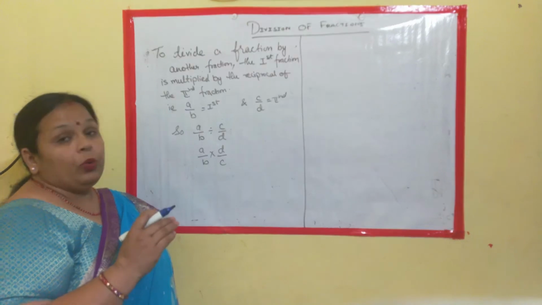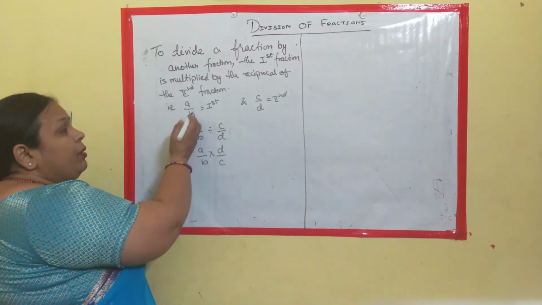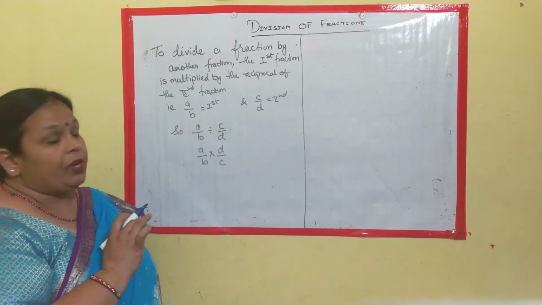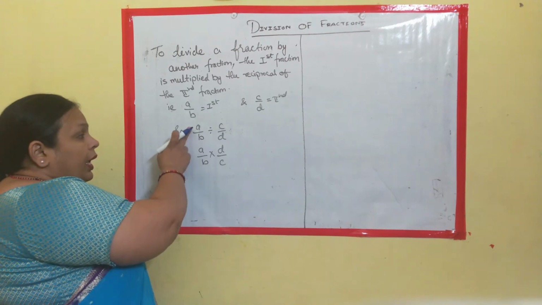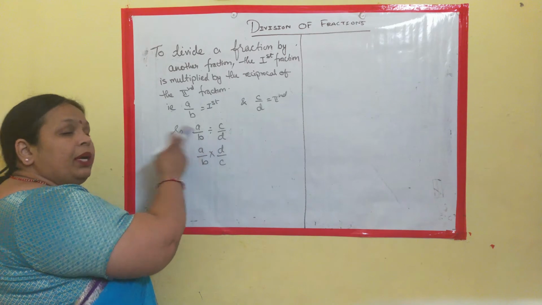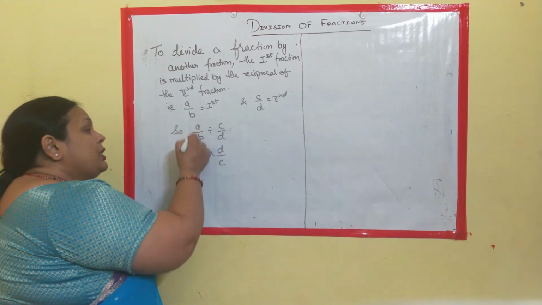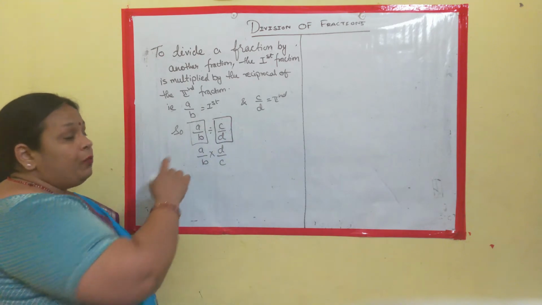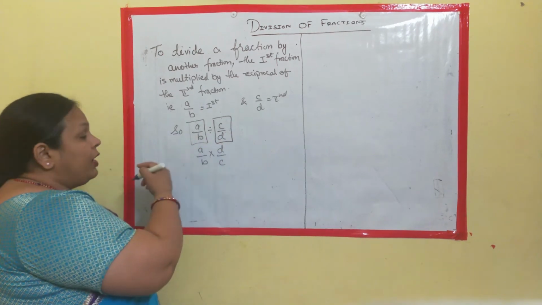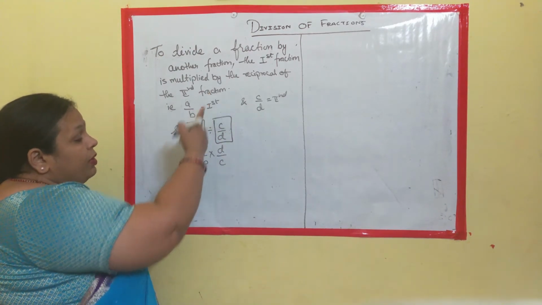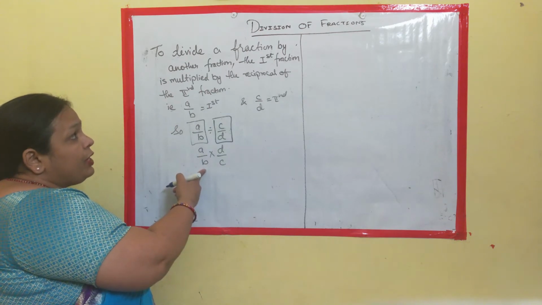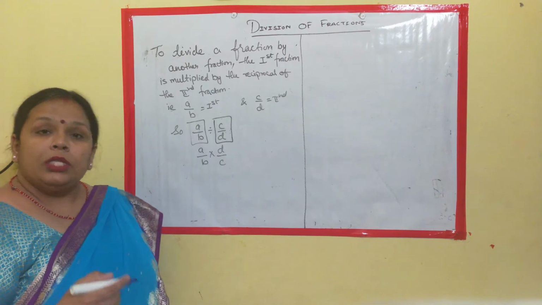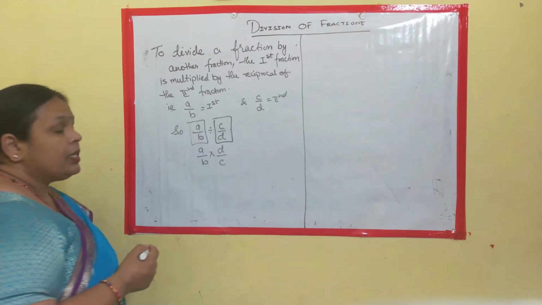Clear? Now, here we are considering a by b as your first fraction and c by d as your second fraction. So a by b divided by c by d, what does it mean? This is your first fraction, this is your second fraction. First fraction divided by second fraction means the first fraction is multiplied by the reciprocal of the second fraction.